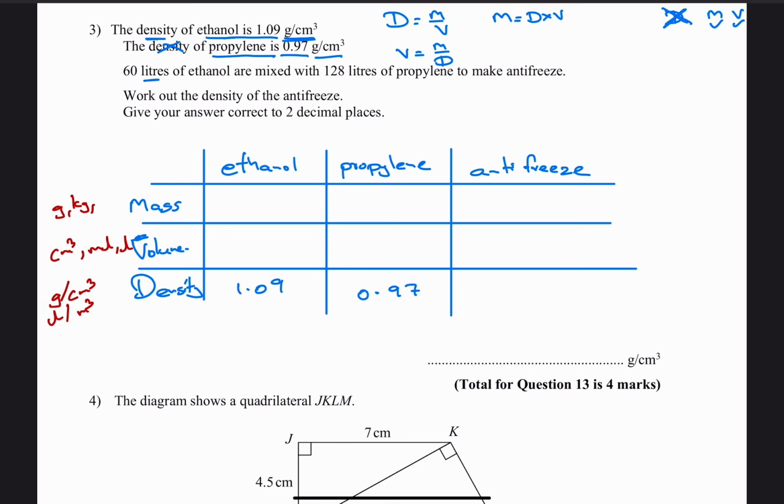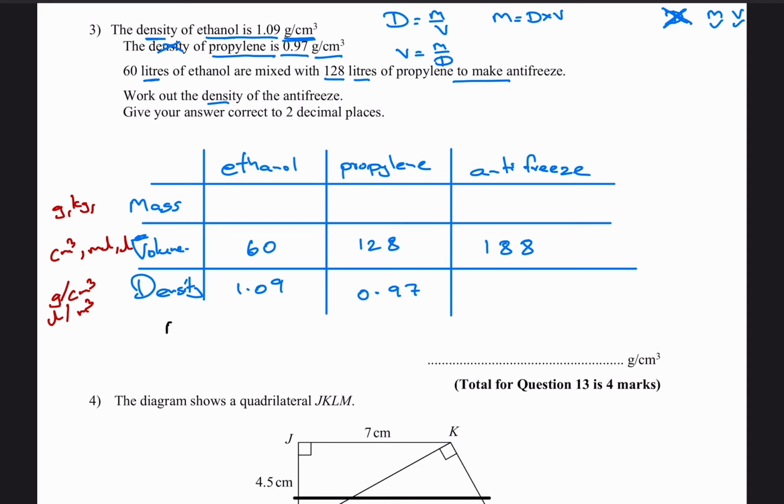60 liters, look at the unit. Liter is volume. So ethanol is 60 for volume, and it's mixed with 128 liters of propylene. That is also liters, which is volume. Can I add the volume? Of course, you're making antifreeze using those. 60 plus 128 gives me 188. Then, do I know the mass of anything? No, I need the density of the antifreeze. That's what I need. Okay, let's do the working out.